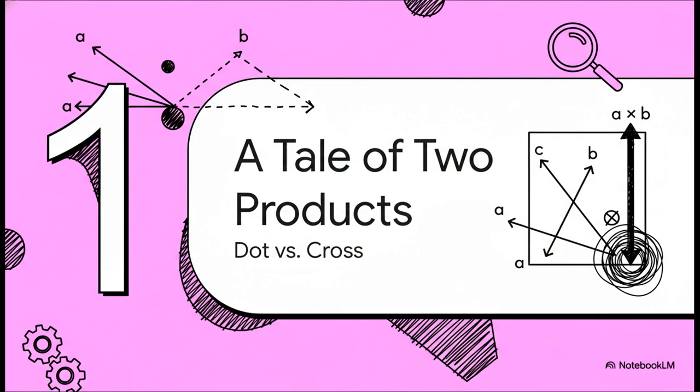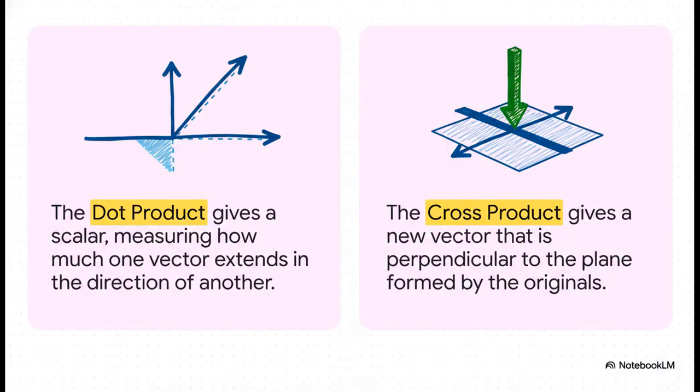When it comes to multiplying vectors, it turns out you've got options. You've probably met the dot product before, but today we're talking about its much more mysterious and frankly fascinating sibling, the cross product. It's really a tale of two very different products. And here is the absolute key difference. The dot product, over on the left, just answers a simple question: how much are these two vectors pointing in the same direction? And the answer it gives you is just a single number, a scalar.